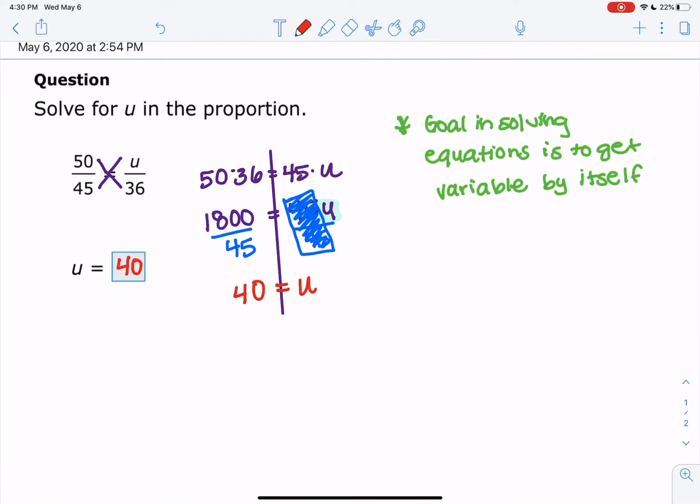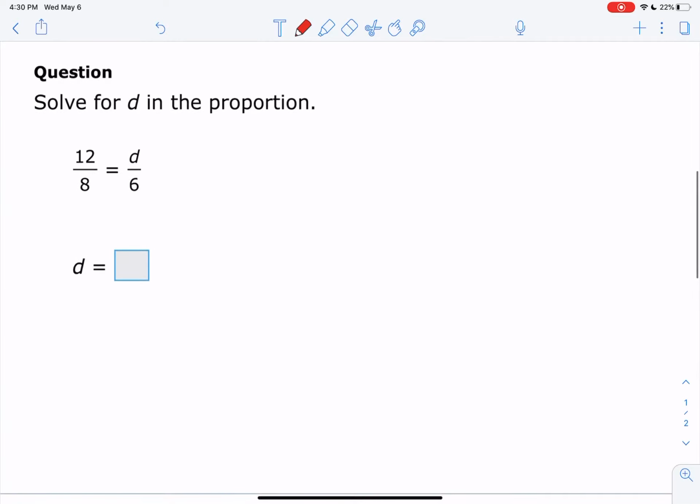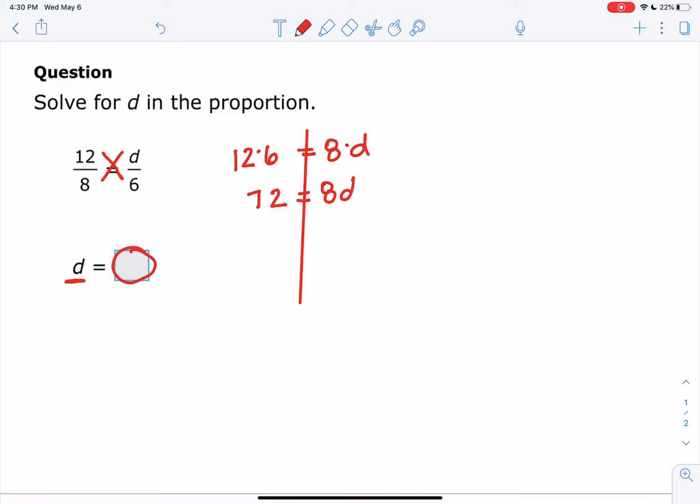Okay, so let's go ahead and do our next question. Remember, our goal is to get the variable by itself. So we want D by itself, and then we need to find this value. Okay, so let's go ahead and draw our X. 12 times 6 equals 8 times D. Draw my line. 12 times 6 is 72. 8 times D is 8D.